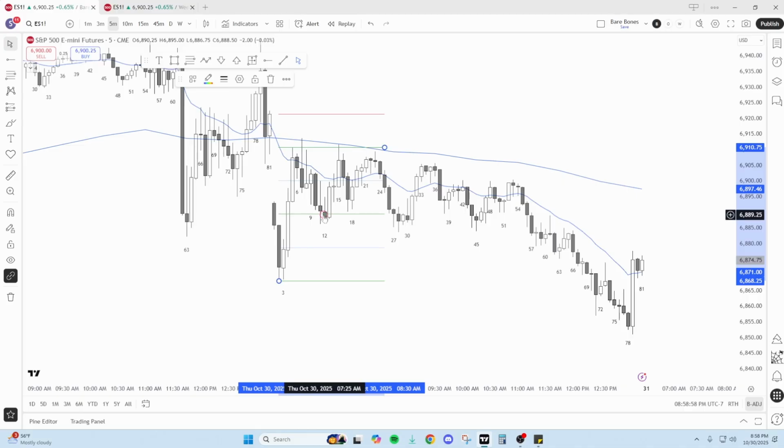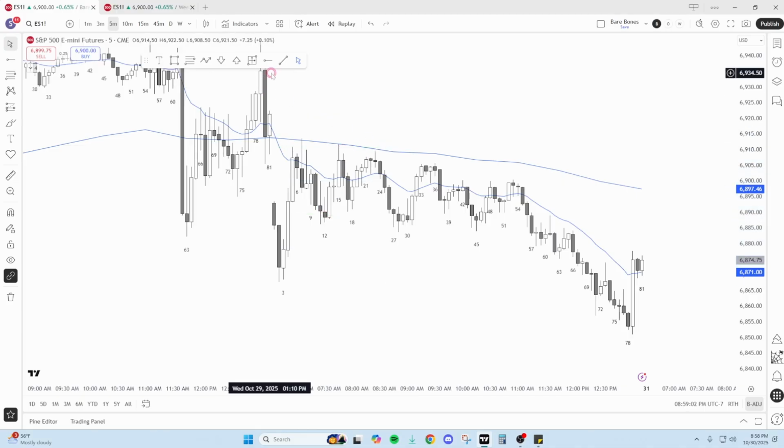Look at the 50% pullback. You get filled on 11 and 12. You make 1 hour very quickly on 15. So that's pretty nice for the bulls.